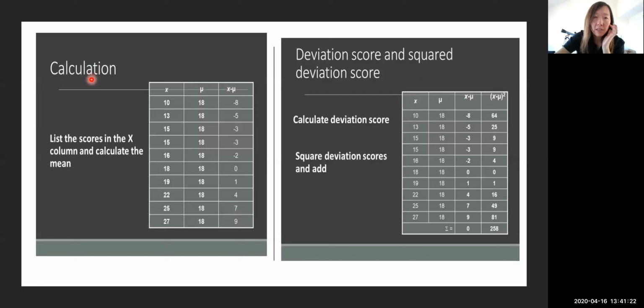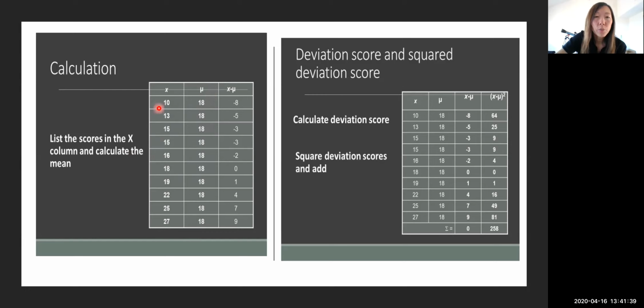And then for my next step, it is to calculate the mean. So we already know how to calculate the mean. All right, and we already have the mean, so the mean is 18.